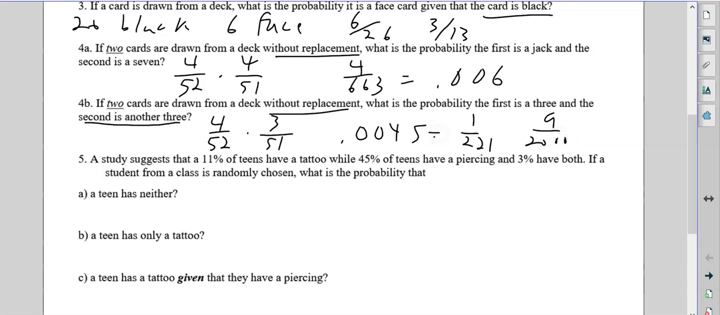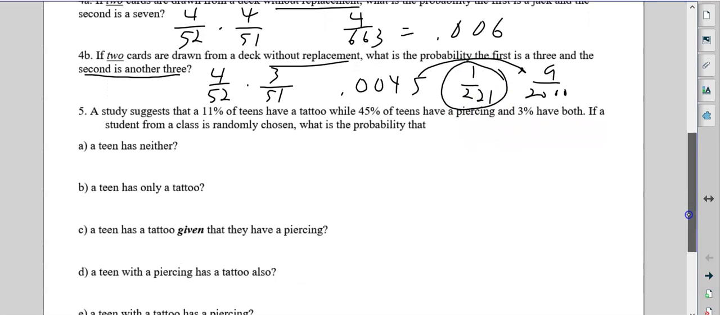Okay, so this is this one. I'm sorry, my bad. The 0.0045 is that one. If you went with what it was in the calculator, that's the more accurate one, but it doesn't matter. I would accept either one.